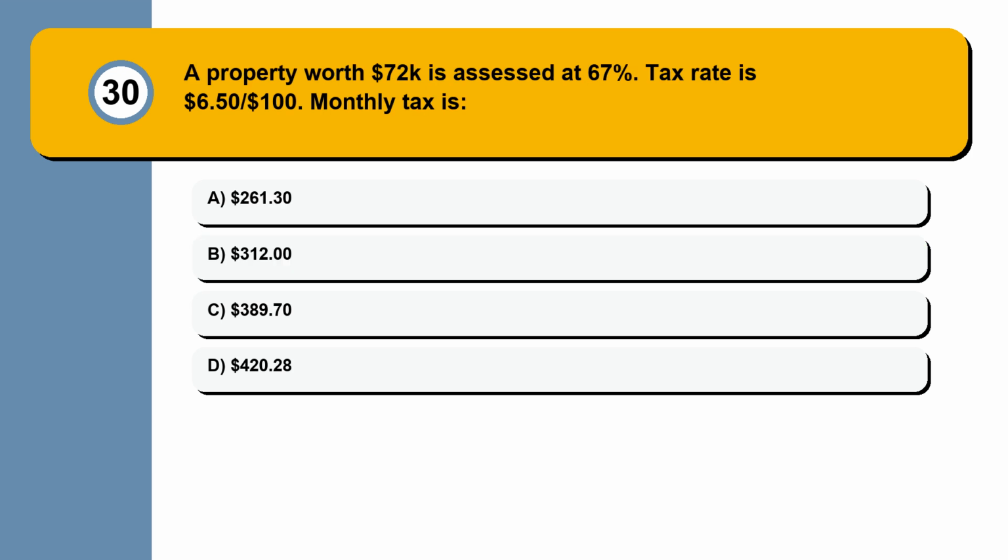Question 30. A property worth $72,000 is assessed at 67%. Tax rate is $6.50 per $100. Monthly taxes: $261.30, $312, $389.70, $420.28.